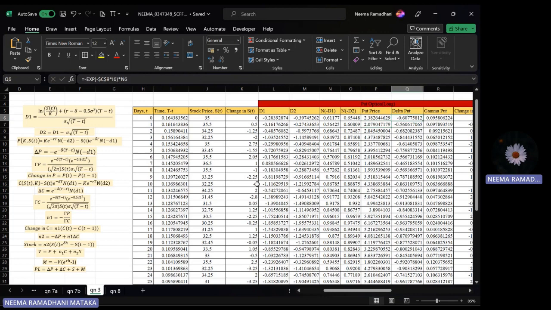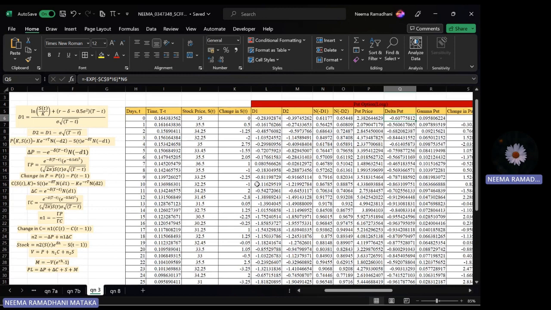And then after that, I calculated my delta put. I can calculate it using this formula, which is negative e to the power negative delta bracket T minus t, times N(-d1). So I have this N(d1) here, I have T minus t, and I also have my delta. That's how I'm going to solve for my delta put.